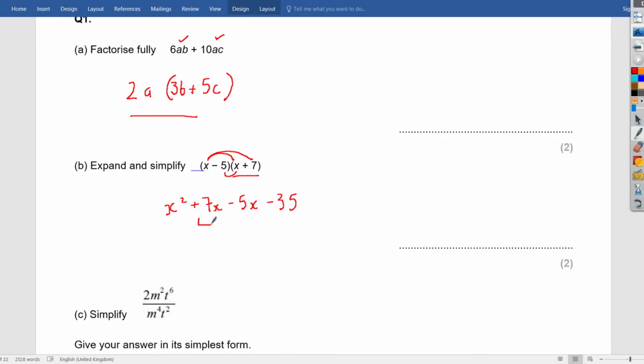The only thing to simplify here is this middle term. So we've got positive 7x minus 5x, so that's going to end up as a positive 2x. So now, expanded and simplified, we're going to have an x squared, plus 2x, and we've got the minus 35. Sweet. So there's our answer for B.